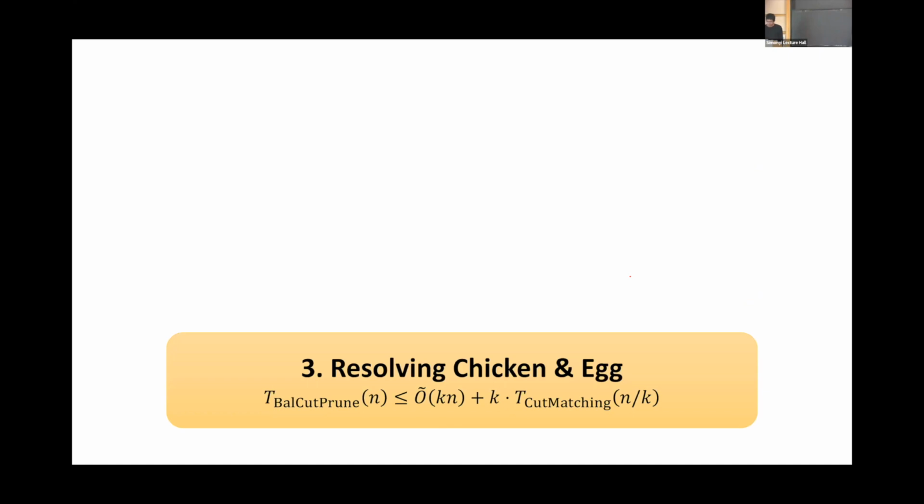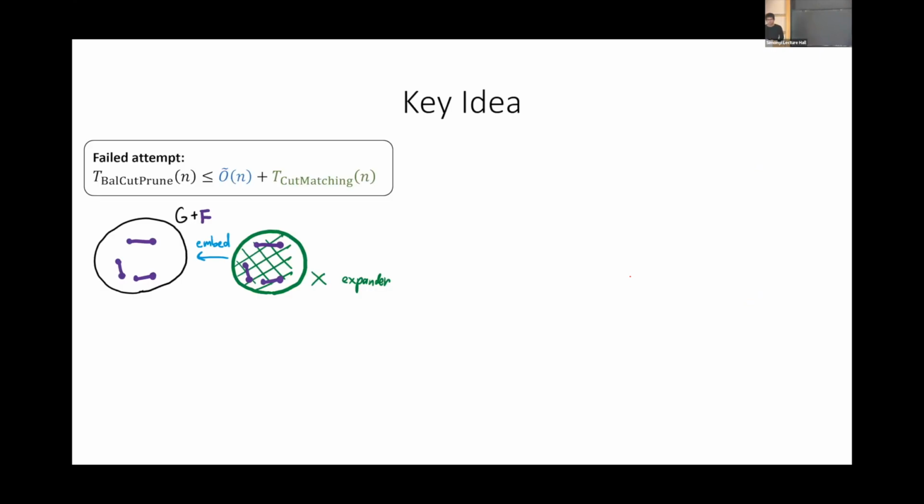Now we need to resolve this chicken and egg situation. What I just showed you is that to get balanced cut or prune, we need to do cut matching game in this graph of size n. But to implement the cut matching game, you call balanced cut or prune in this graph of the same size. So that's not good.